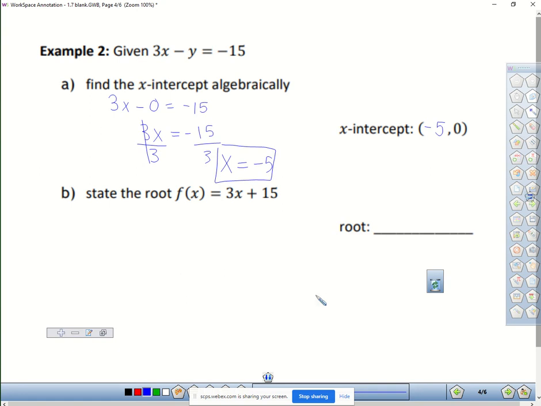Any questions on that one? How we did it? Okay. So now we're going to state the root of, there's only going to be one, f of x is equal to 3x plus 15. When you want to find a root of something, you're going to replace f of x or y, whichever one you have, with 0. Okay? So we're going to replace f of x with 0. And we're then going to solve for x.